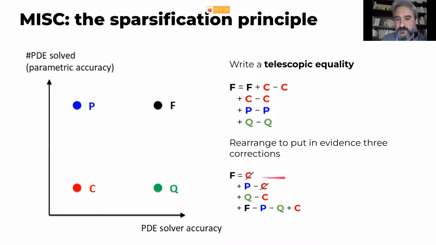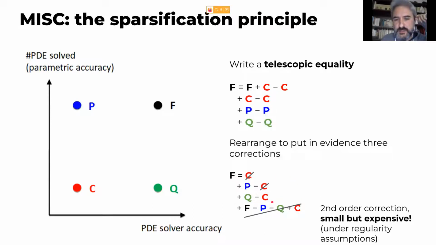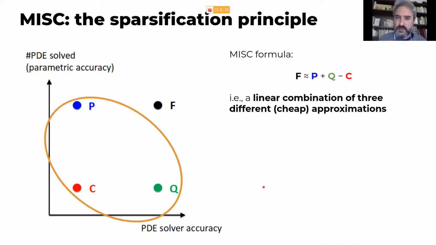And there's a simplification to be done here. But the most important thing is that the usual way we do it in sparse grids is that we assume that we have reasons to believe that this correction here, this F minus P plus Q minus C, is a second order correction. It's small but expensive to compute, under suitable regularity assumptions. So often the idea is, let's just drop this second order correction, and then what you're left with is, as I said, that you can approximate the full approximation as a linear combination of 3 other coarser approximations.